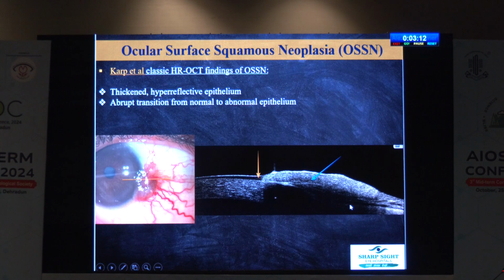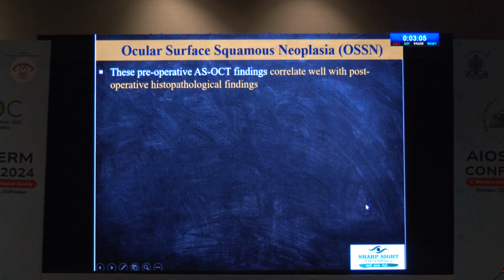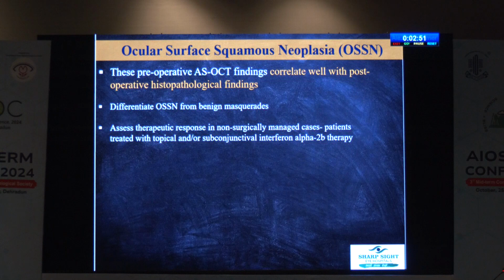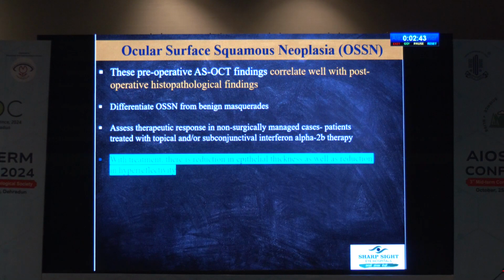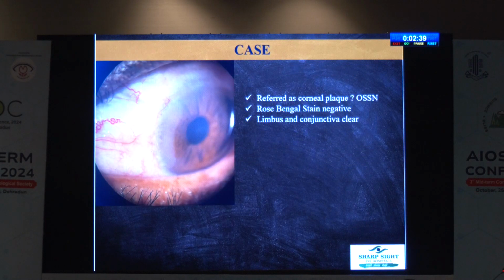Sometimes you can see a lucid zone between the tumor and, as you can see in this patient, the sclera. That is also an important finding. These preoperative changes beautifully correlate with the histopathological findings if you were to biopsy or treat the patient surgically. They also help differentiate between the various benign masquerades. Obviously this is a characteristic case, but in clinically indeterminate cases that can be very useful. They are very handy in monitoring response when treated with topical immuno or chemotherapy. With treatment there is reduction in epithelial thickness as well as hyperreflectivity.